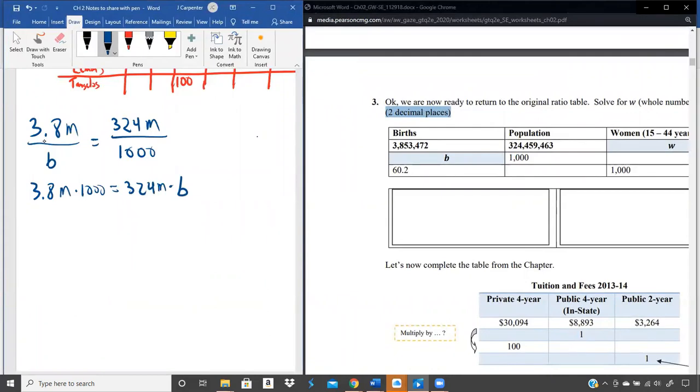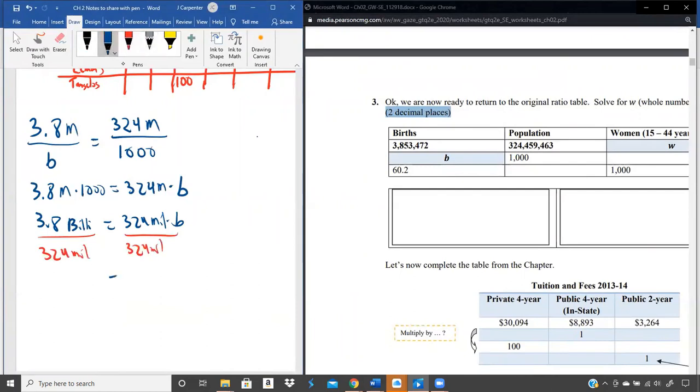3.8 million times 1,000 is just going to make that billions, so it's now 3.8 billion. I'll write the word because there's another B. So in other words, it's just 3 more zeros on this number right here, 3,800,000. That'll be equal to the 324 million number times the B. How do you solve that very simple equation? You divide both sides by the number with the variable, 324 million.